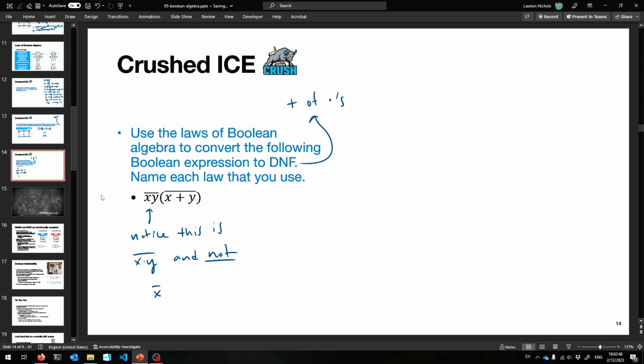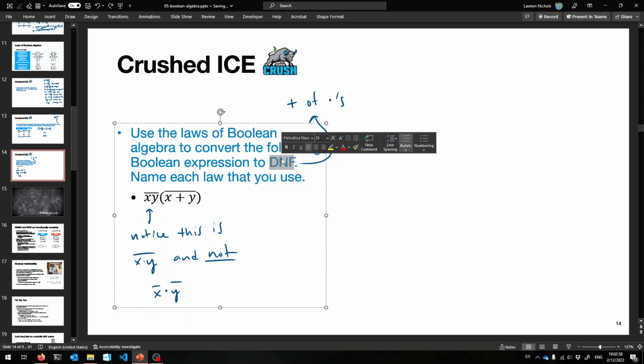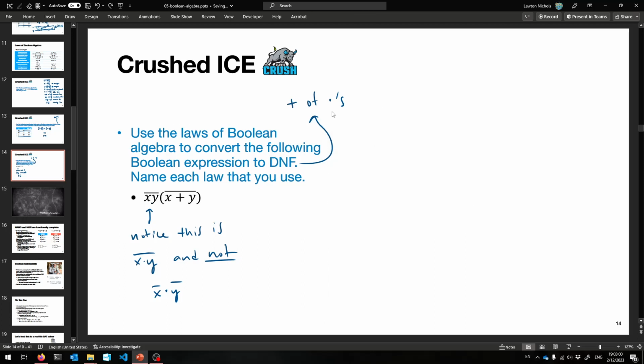If it were x bar and with y bar. Those are two separate things. These are not the same. Let's do the and first, then the complement. All right? So with that in mind, see if you can convert this to disjunctive normal form. So an and of ors. Or, sorry, an or of ands. I'm getting my notation mixed up. So give that a try, and then I'll show you how I do it.